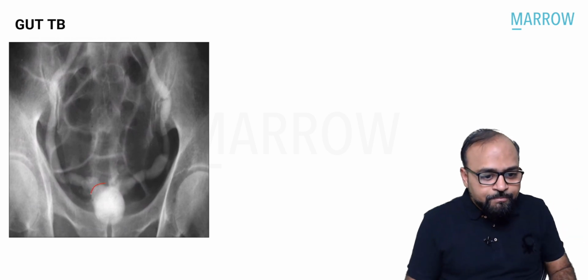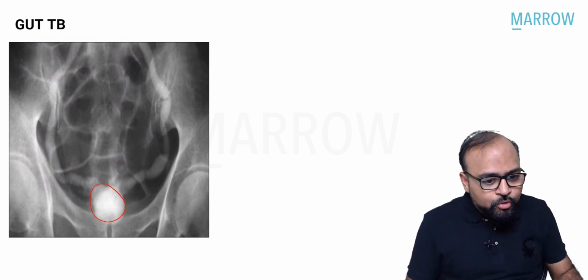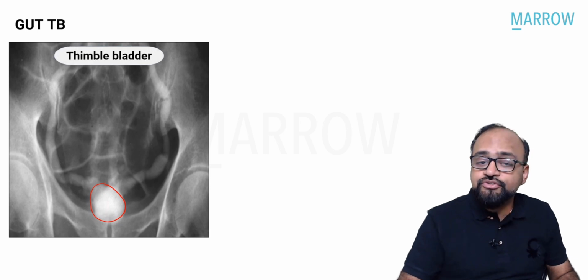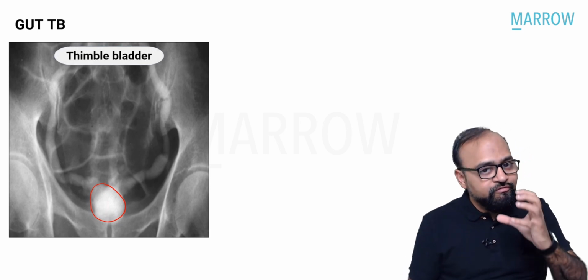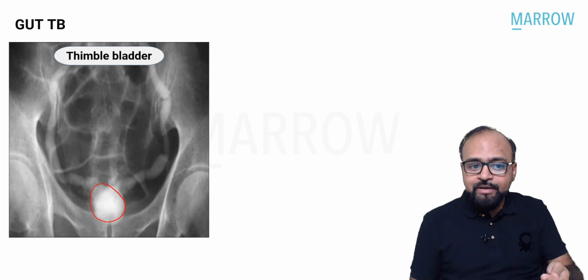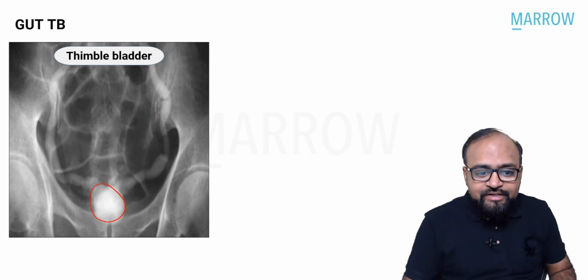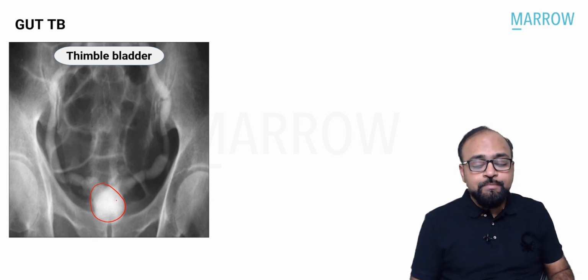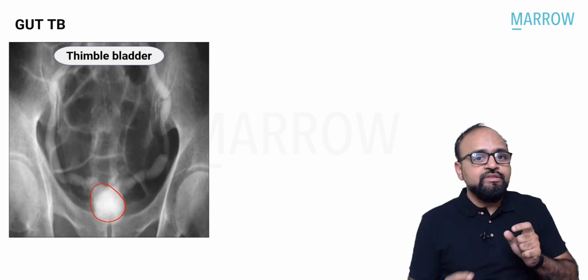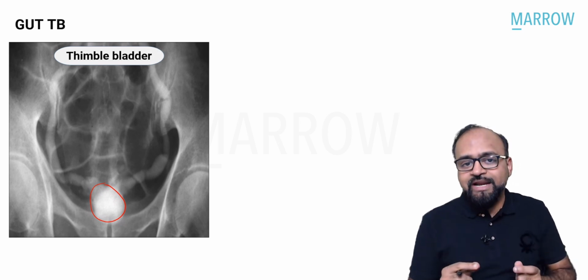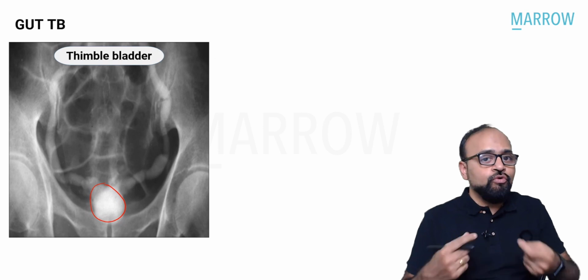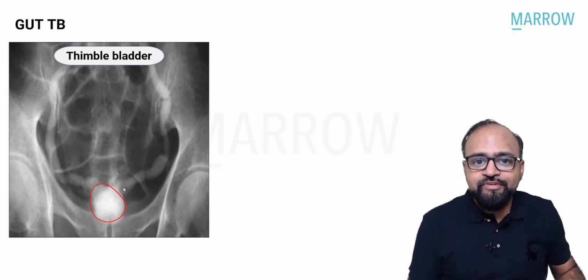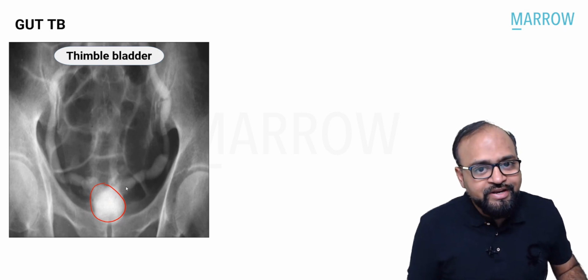Ultimately, we have seen that the bladder becomes extremely small, thick-walled, fibrosed. This is what is called a thimble bladder, along with dilated ureters. These are what are called the pipe stem ureters. The orifice of these ureters into the bladder at the UV junction is called the golf hole ureters. So these are the various imaging findings in genitourinary tract TB.